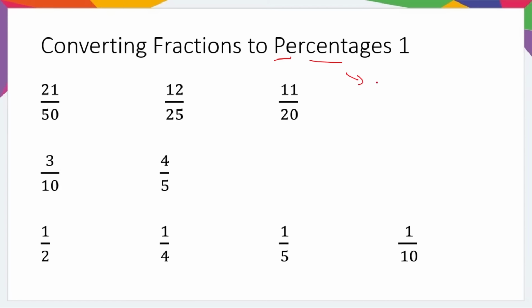% means out of 100. So a percentage is a fraction out of 100. So it's the equivalent fraction out of 100. So 21 out of 50 is the equivalent to what out of 100?